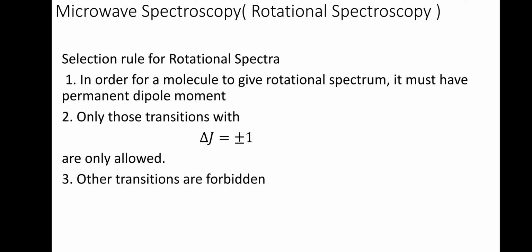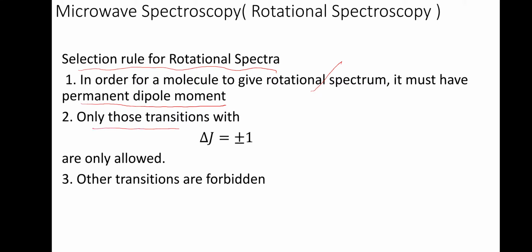microwave spectroscopy. There is a selection rule for rotational spectra. One is, in order for a molecule to give rotational spectra, it must have a permanent dipole moment. Only if the molecule has a permanent dipole moment will it show microwave spectroscopy.